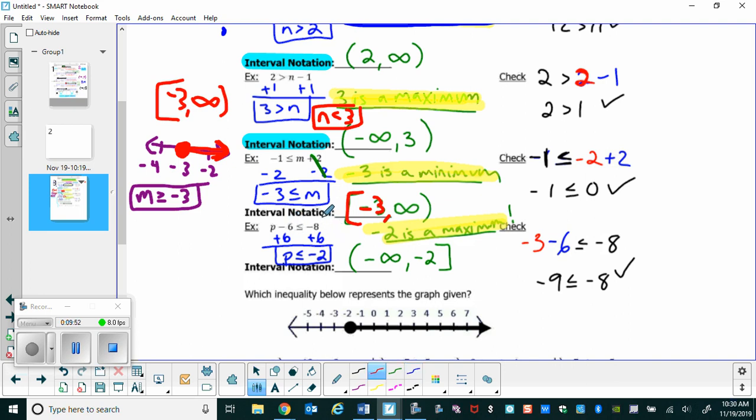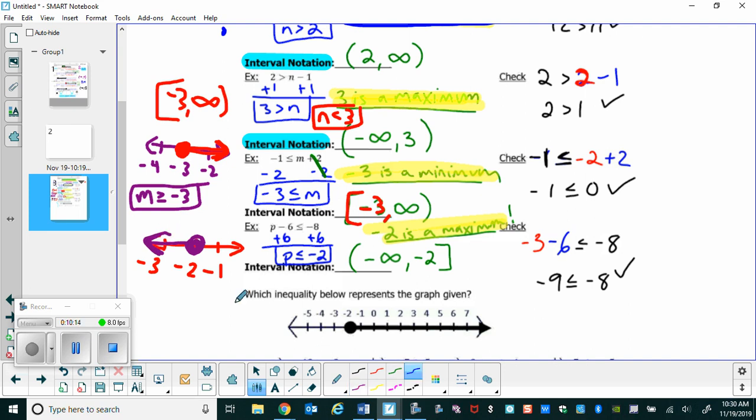And for the last one here, when you solve this, you're going to add 6 to both sides, and we get that p is less than or equal to negative 2. So on your number line here, here's your negative 2. Here would be negative 1. 0 is, of course, here. This would be negative 3. So you've got your circle on negative 2, and it's closed. And this time we're going to shade this way for less than.